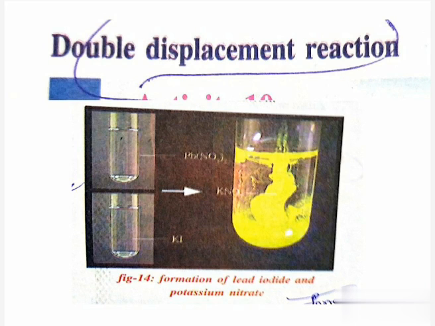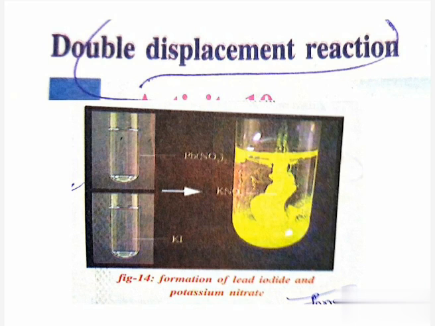Sodium sulfate, on mixing with barium chloride solution, forms a white precipitate of barium sulfate and soluble sodium chloride. The formula of sodium sulfate is Na2SO4, and the formula of barium chloride is BaCl2. It will form barium sulfate and sodium chloride.